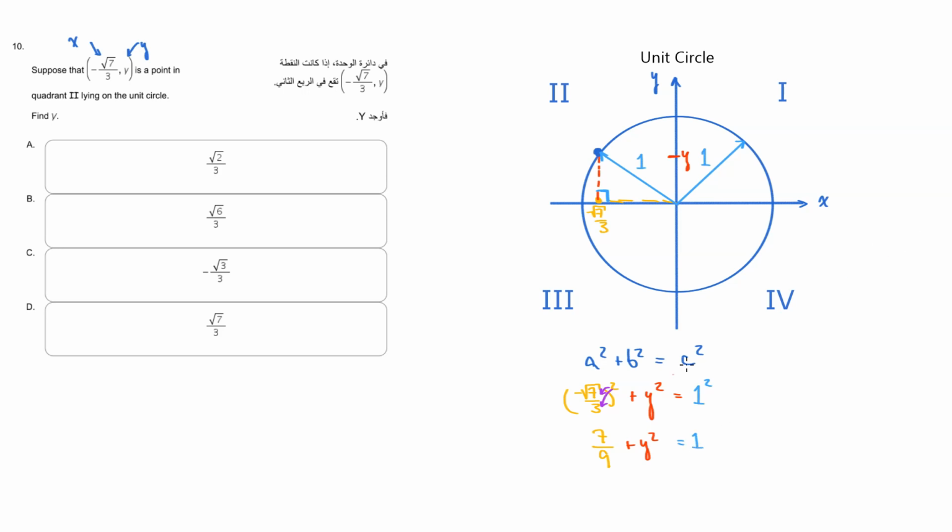So what I'll do next is try to get the y squared alone. I'll do minus 7 over 9 on this side, and this side is jealous, it needs the exact same thing. These two cancel out. What I have remaining is y squared equals 1 minus 7 over 9. So we can take the party to the other side. Now 1 minus 7 over 9 is 9 over 9 minus 7 over 9, which is 2 over 9.